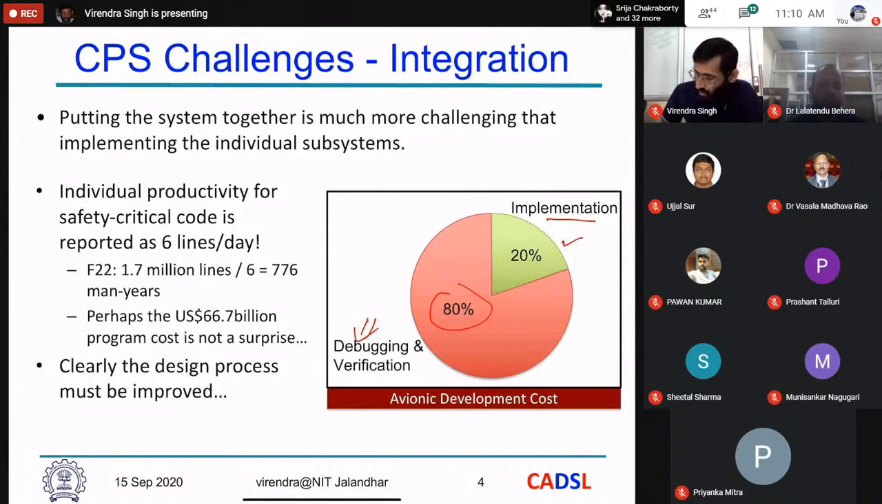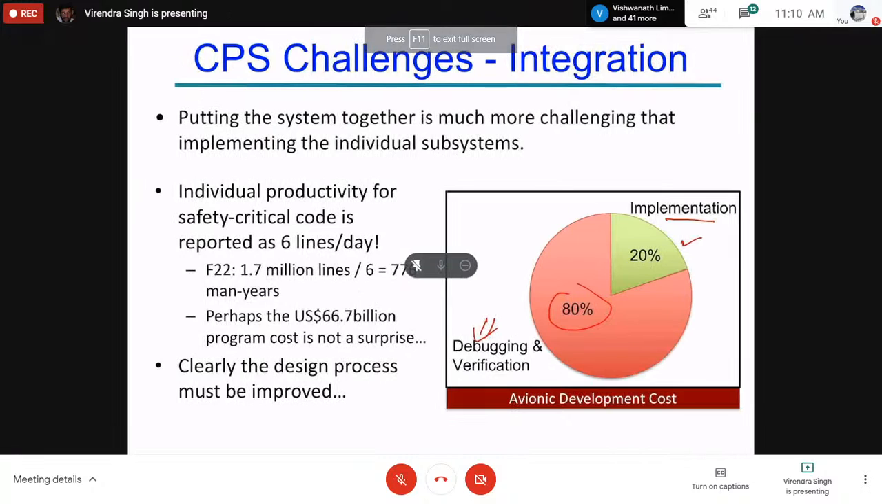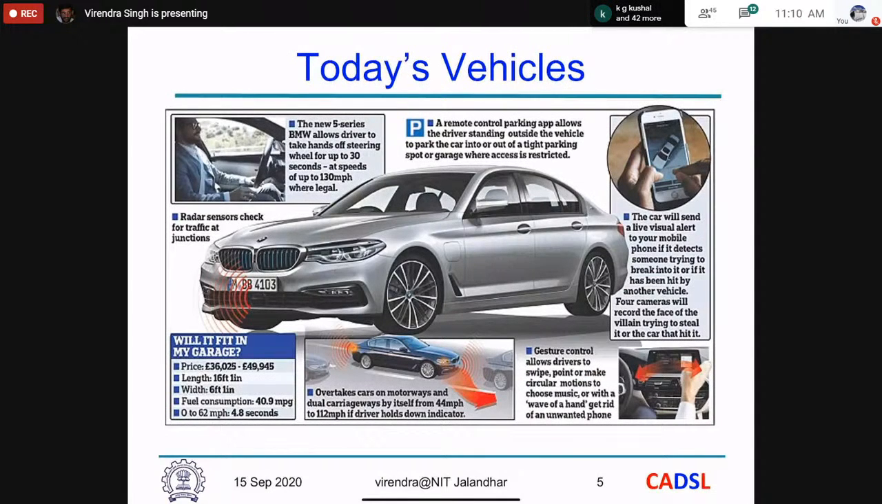and it would be very economical, because you can tremendously cut down the cost that goes for the debug and verification. So now, we know that today we have these mid-size or high-end cars, which have a whole lot of systems which are connected to each other, and this is a system of systems, and a perfect example of a cyber physical system.